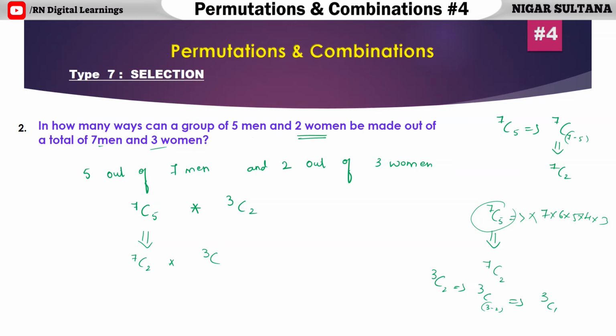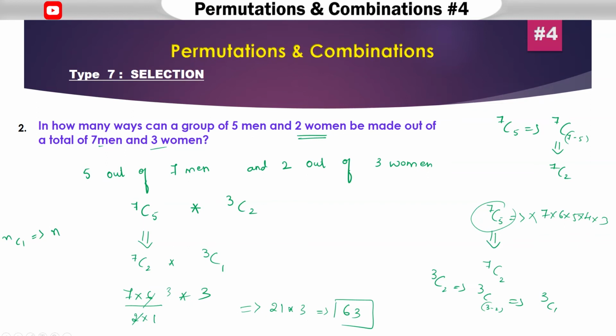Okay, now let's expand this. Take only the two numbers from 7, 7 into 6, now two numbers from 2 into 1, into 3C1. That is nC1, which is nothing but n. So the value of n is 3 here. 2 1s are 2, 2 3s are 6, 7 3s are 21. So what is 3 into 7? This is 21, into 3 will give us 63. So 63 is the value of this problem. I hope you have understood.